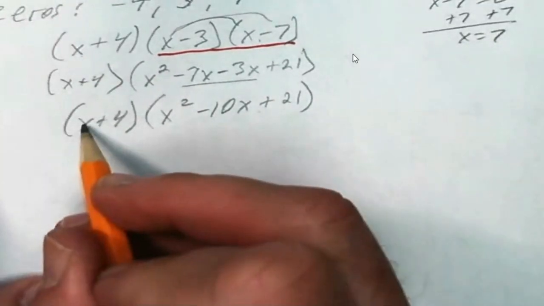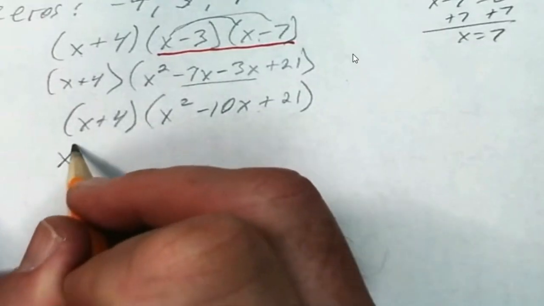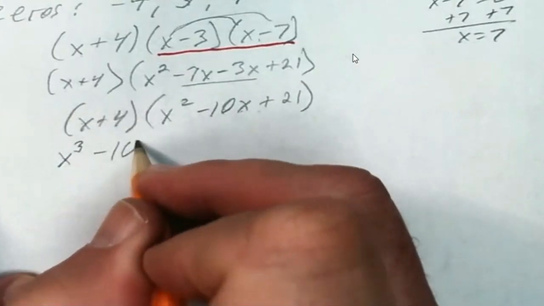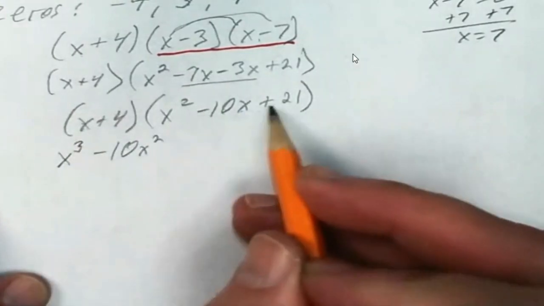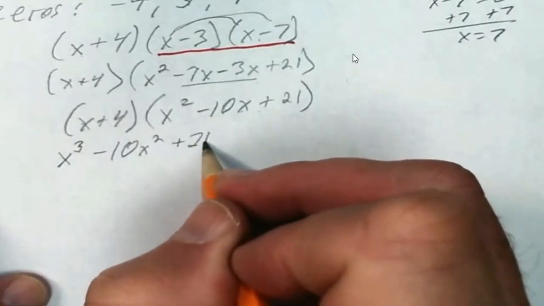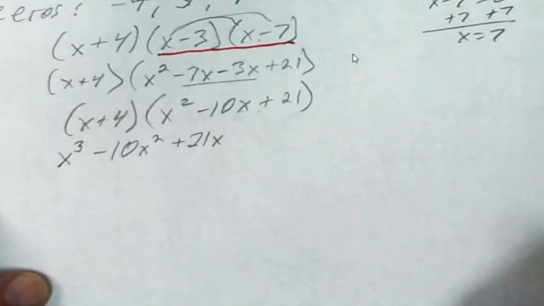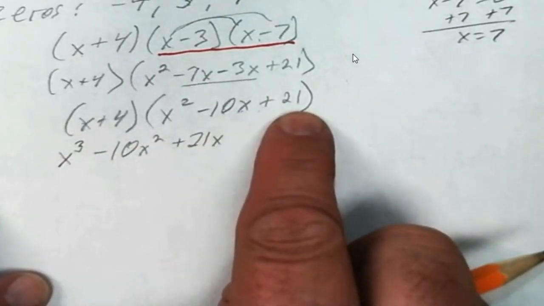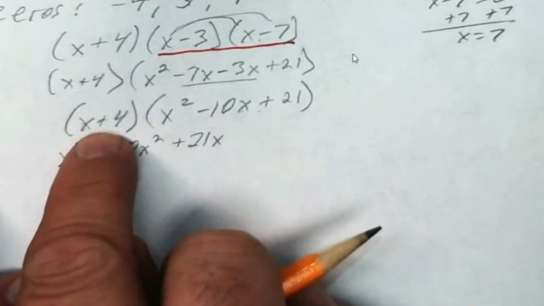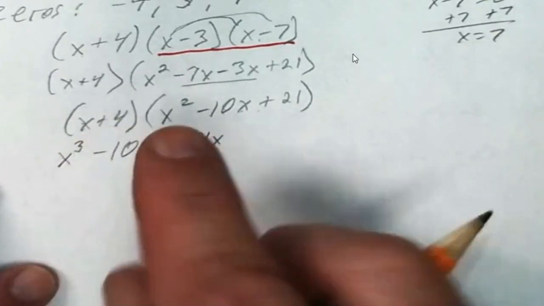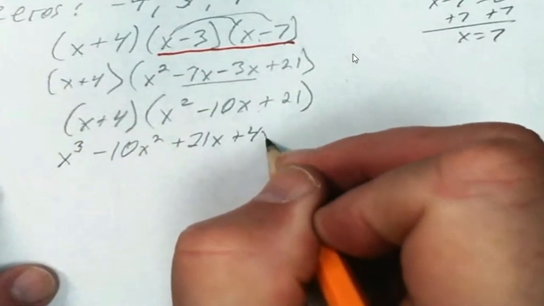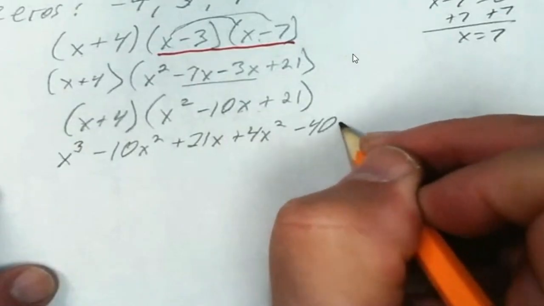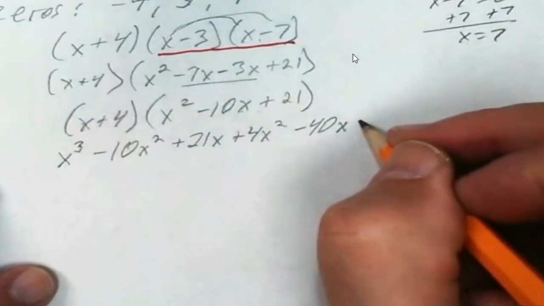See, we're getting there. Now we just have to distribute the x plus 4 into this parentheses, multiplying these two together. X times x squared is x to the third. x times negative 10x is negative 10x squared. X times 21 is 21x. Okay, that's distributing the first term to all three terms. Now let's continue by doing the second term times all three terms. 4 times x squared. 4 times negative 10x. 4 times 21.